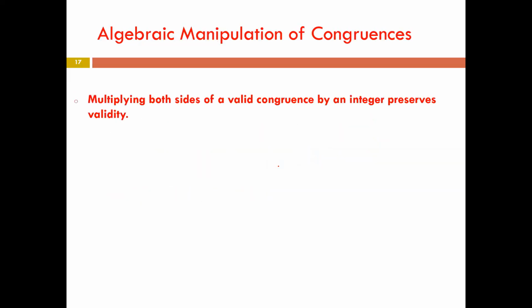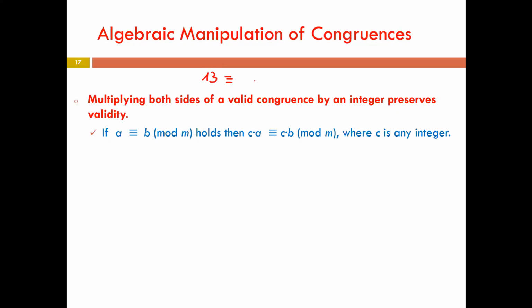So in algebra, multiplying both sides of a valid congruence by an integer preserves validity. So if A is congruent to B mod M, multiplying both sides by C, you get a valid congruence. Okay, for example, 13 is congruent to 3 mod 5. So this means that 26 is congruent to 6 mod 5. Okay, multiplying by 3, 39 is congruent to 9 mod 5.